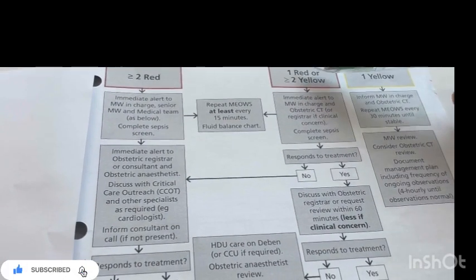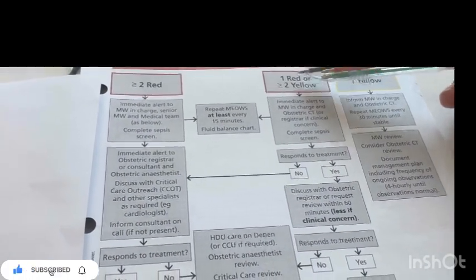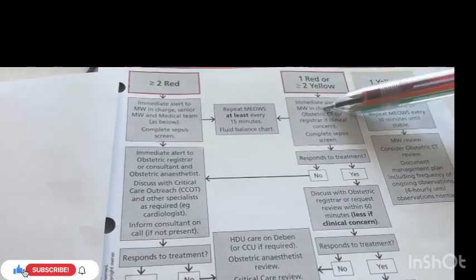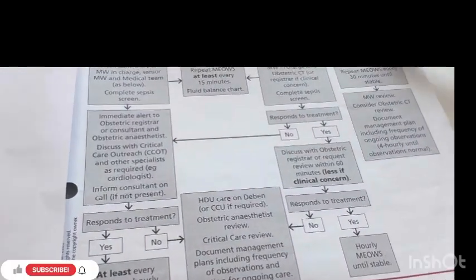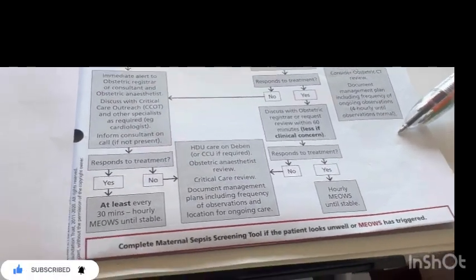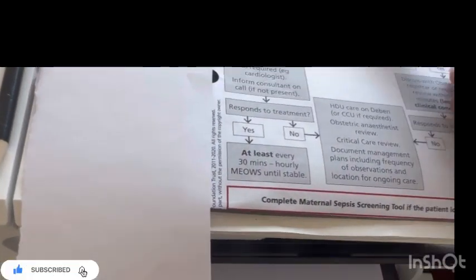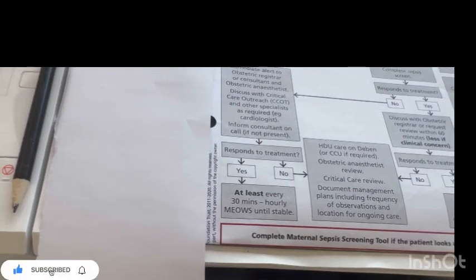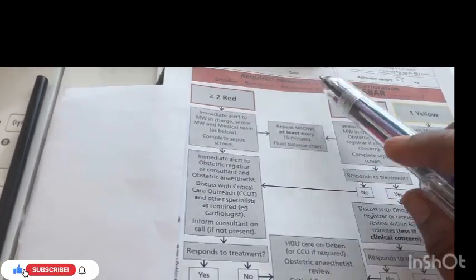So if the patient scored 1 red or more than 2 or more yellows, these are the recommendations. Okay, and then if it is 1 yellow, this is the recommendation as well. All right, and then it says the required response to clinical deterioration. Whenever you are handing over, use the SBAR.